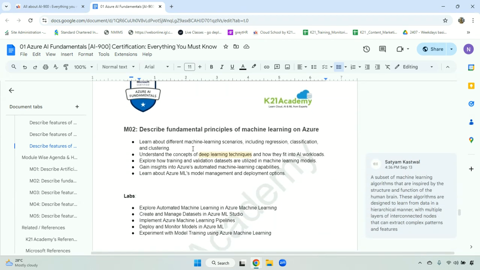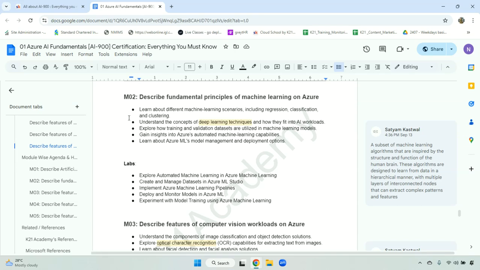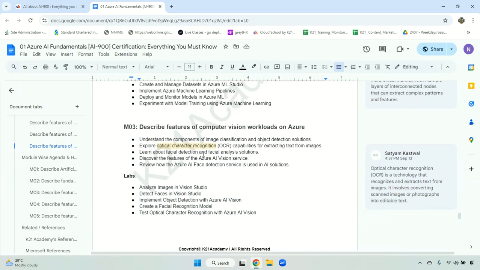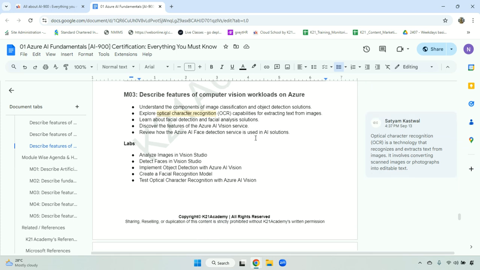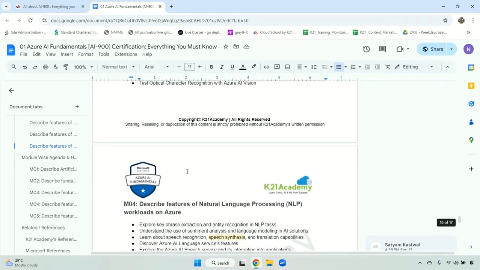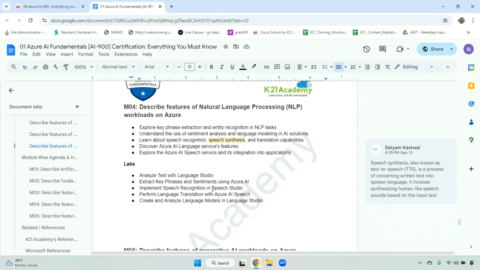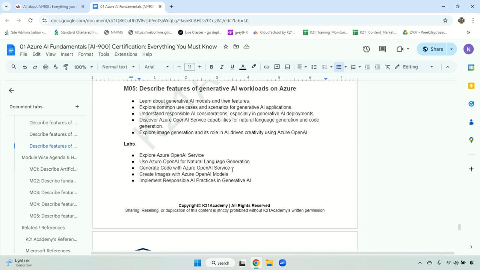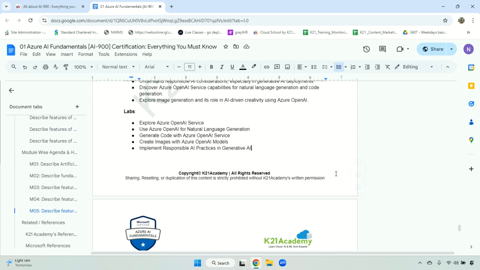Same way, if you scroll down, you can find the information for module 2 also. We have included the topics of module 2 and its associated labs. Same way for module 3, we have done it: describe the features of computer vision workloads on Azure. These are the topics and the associated labs for it. Module 4, these are the topics and its labs. And for module 5 also, we have included the topics and its relevant labs. So this is what the module-wise agenda and hands-on lab includes.